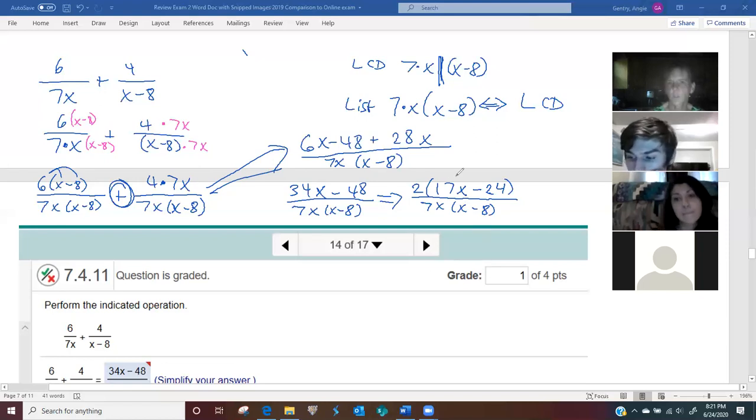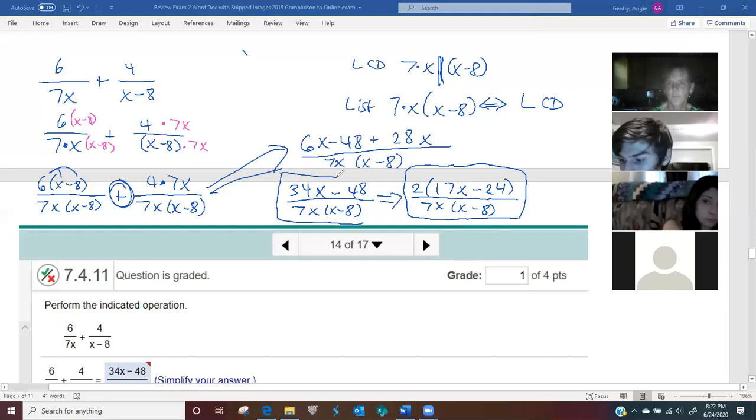This is okay as a final answer. I like this best because it's completely factored, and it proves to me that I can't cancel anything. This is okay as a final answer. And one other thing that's okay for a final answer is distributing this, if you wanted to. They're all okay for a final answer.